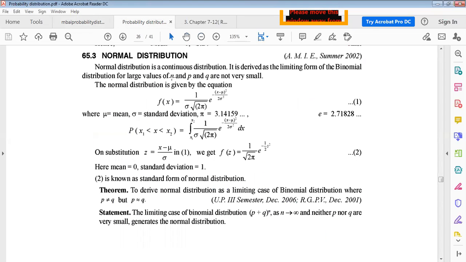Okay, this is the explanation of normal distribution and properties of normal distribution.